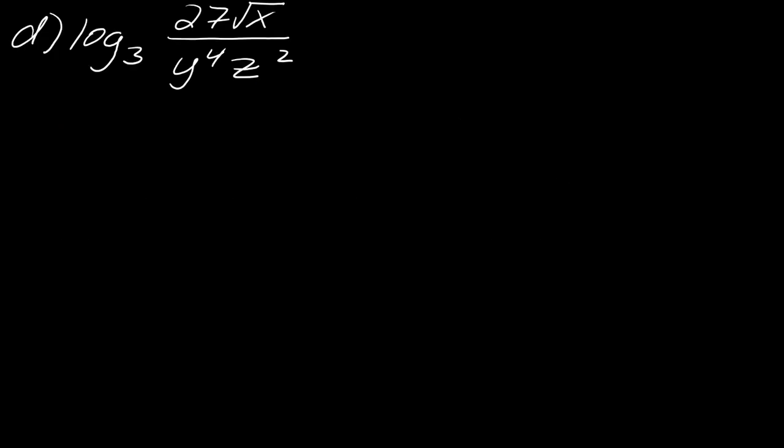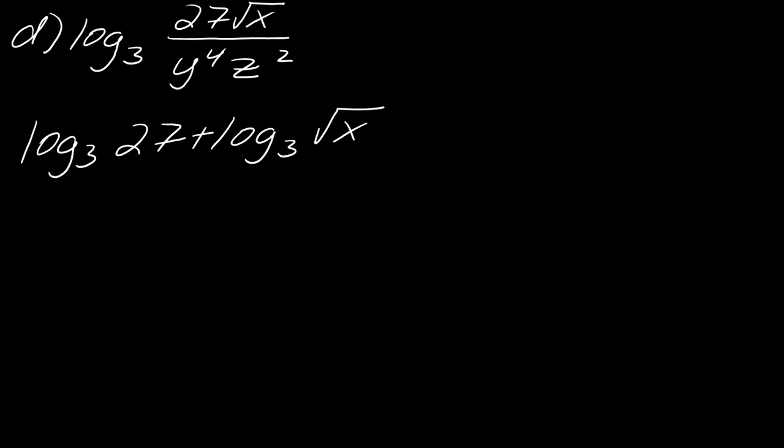Okay, so moving on to this example. Now we're going to combine everything that we've been talking about so far. Starting with breaking everything up, once again, anything in the top gets a plus sign. So this will be log base 3 of 27, plus log base 3 of the square root of x. And then anything in the denominator will get a minus sign. So this will be minus log base 3 of y to the 4th, minus log base 3 of z squared.